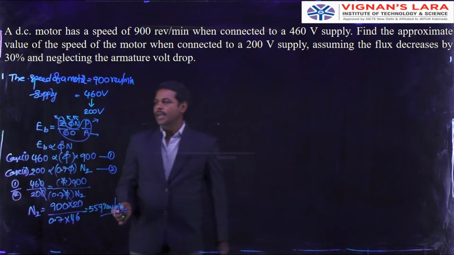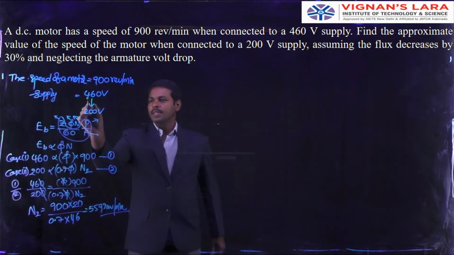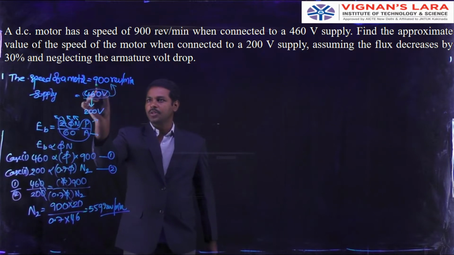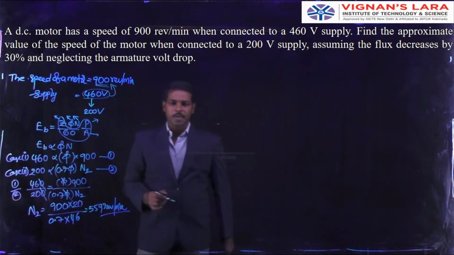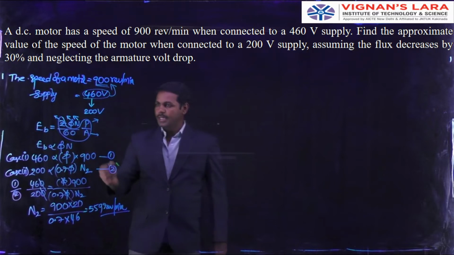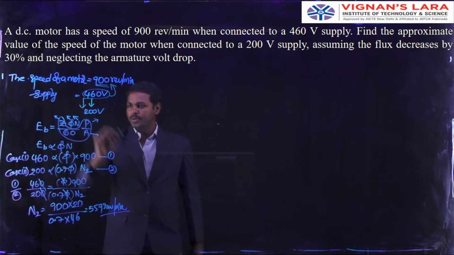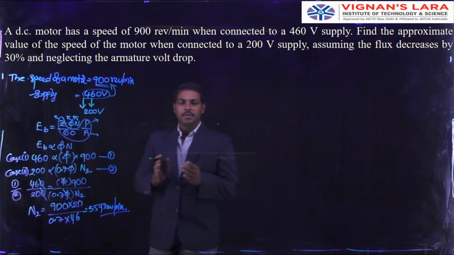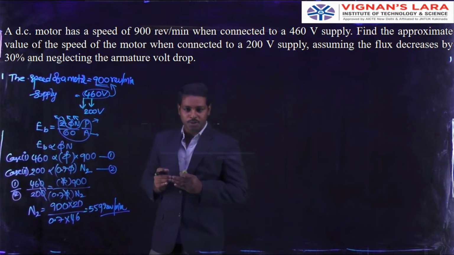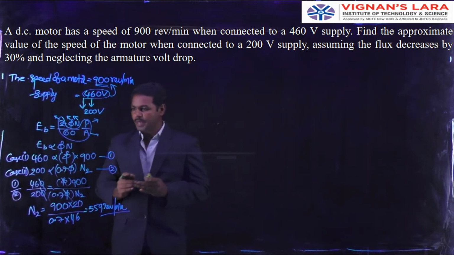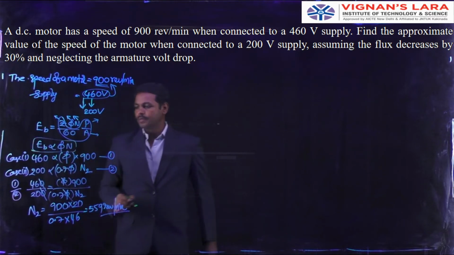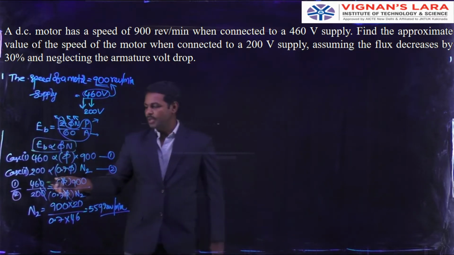So this is the condition: whenever the supply voltage is given as 460 volts, the corresponding speed of the motor is equal to 900 revolutions per minute. The second condition is that the supply voltage is reduced from 460 to 200 volts. The flux produced by the poles is also reduced, so that 70% remains. That means 30% is reduced. Then EB is always directly proportional to phi into N. So we can substitute in both the equations.